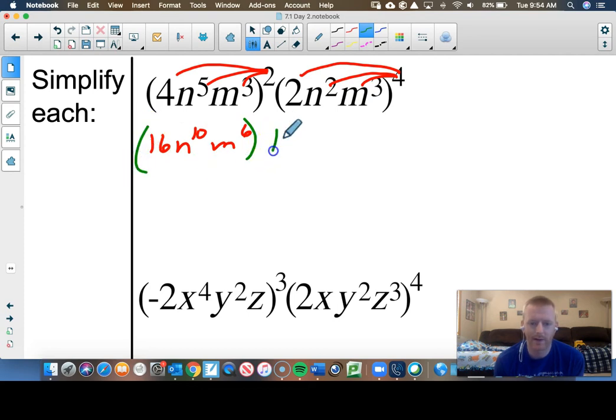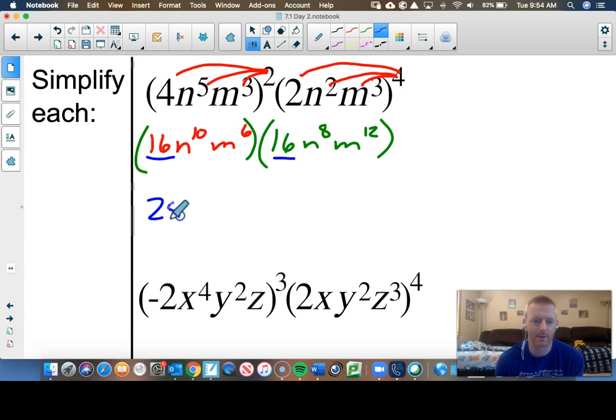All right, so now I have a 16. n to the 2nd to the 4th means n to the 8th, m to the 3rd to the 4th means m to the 12th. Now I'm going to put together my numbers. 16 times 16, I believe, is 256. n to the 10th and n to the 8th, we multiply, which means we add. That's an n to the 18th. And then as to this m to the 6th, m to the 12th, we multiply, so we add. That makes an m to the 18th.